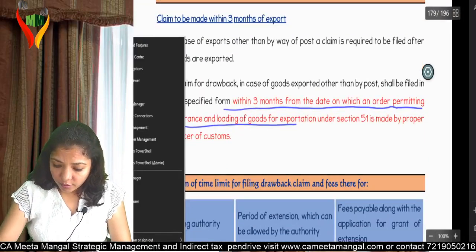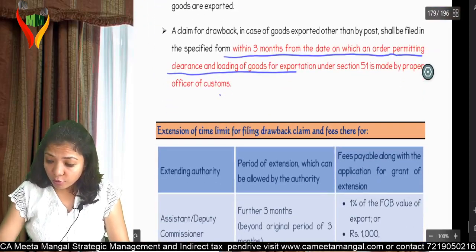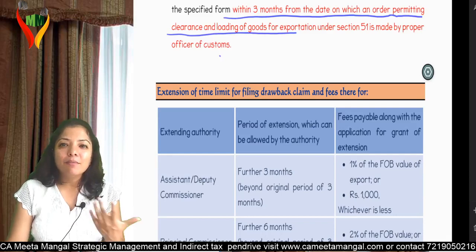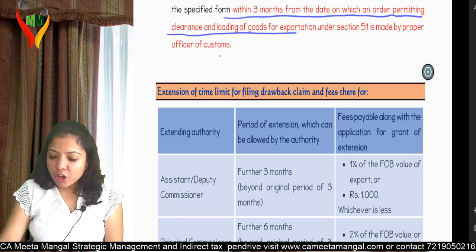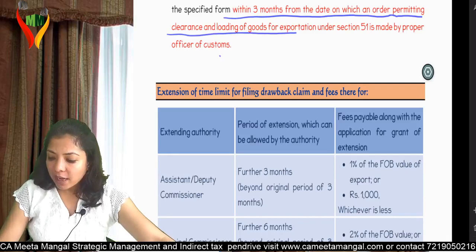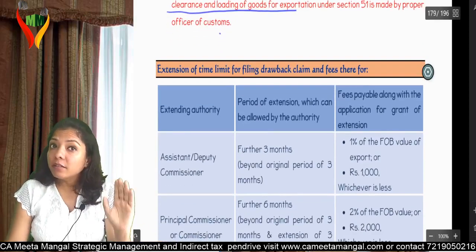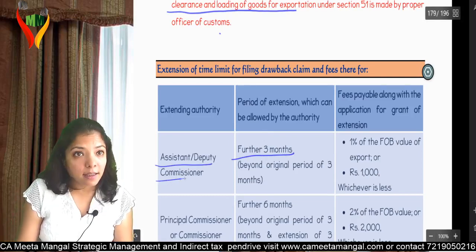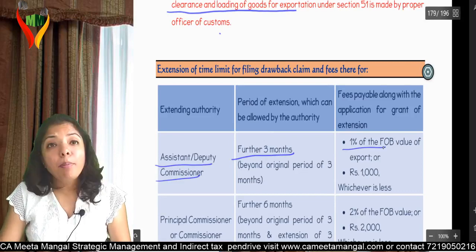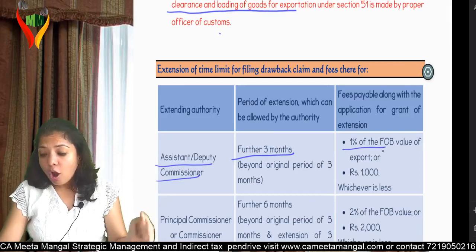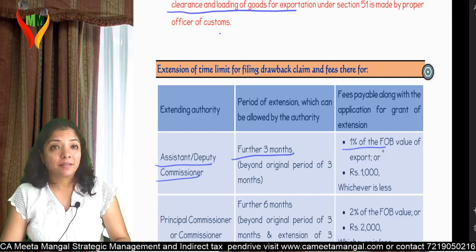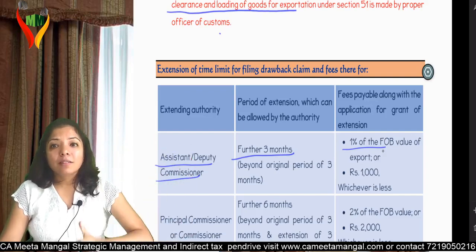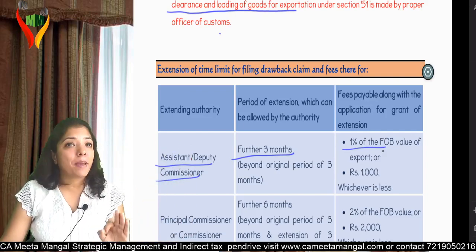This is rule 5. Now, extension of time limit. They have given 3 months, but then some extension has to be given. Extension of time limit for filing drawback claim and fees thereon. Normally it is 3 months, but if you want to go for a further 3 months, you have to take permission from ACDC, and for this you will have to pay 1% of FOB value of export or 1000 rupees, whichever is less. Am I clear? Whether it is 500 or 1500, 1200 or 1000, the maximum you are going to pay is 1000 rupees.